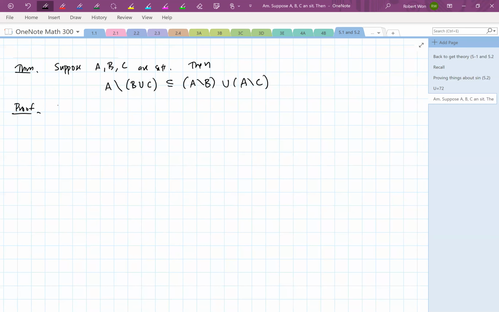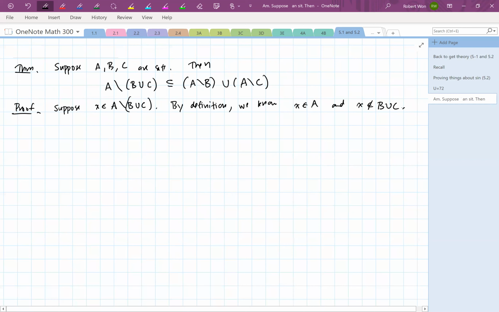So how do you do an element chase? You suppose you have an element of the left-hand side and you show that it's in the right-hand side. So suppose that x is in A minus (B union C). Now, by definition, this means that x is in A, and x is not in B union C. That's what it means to be in A minus (B union C). Well, to say that x is not in B union C means that x is not in B and x is not in C, right?